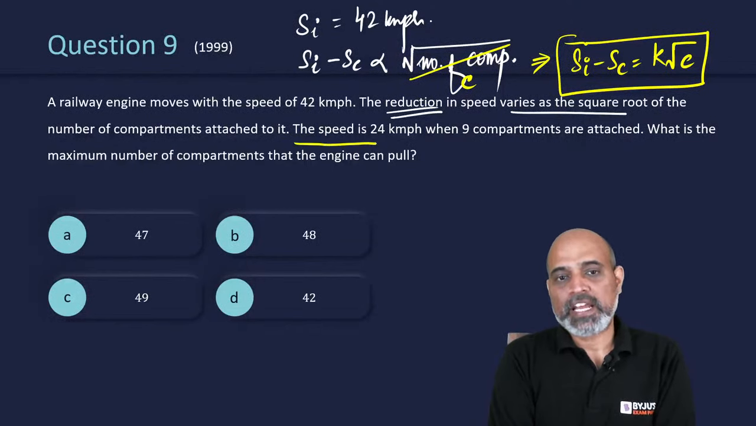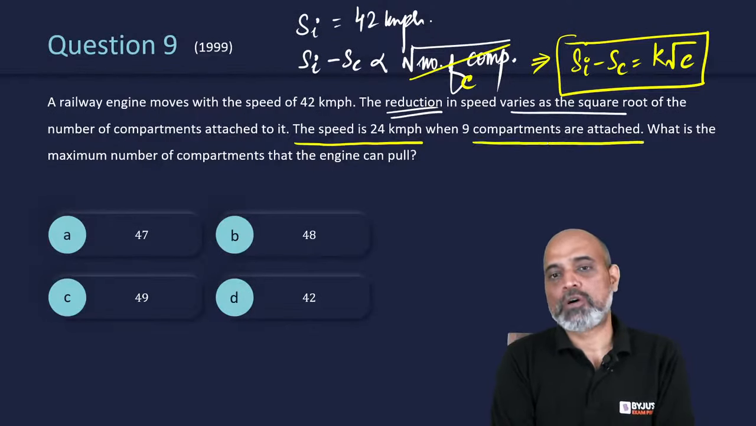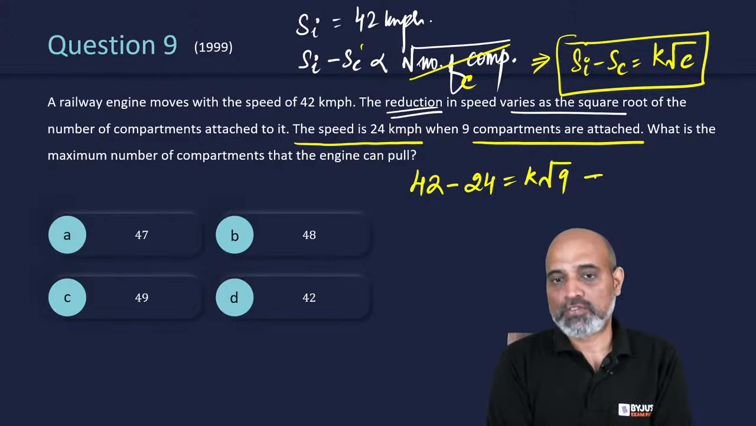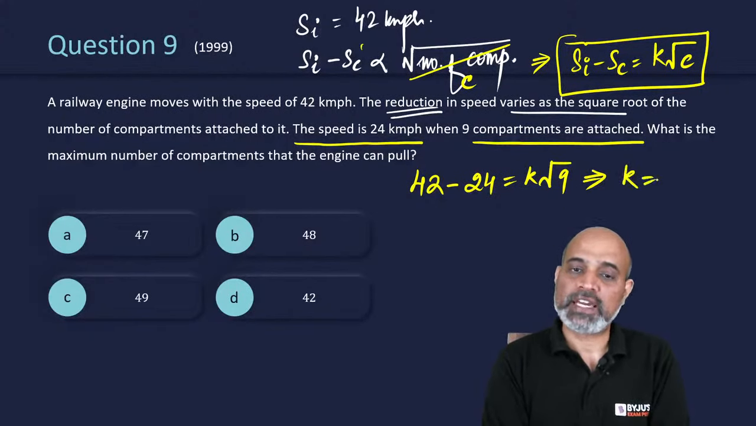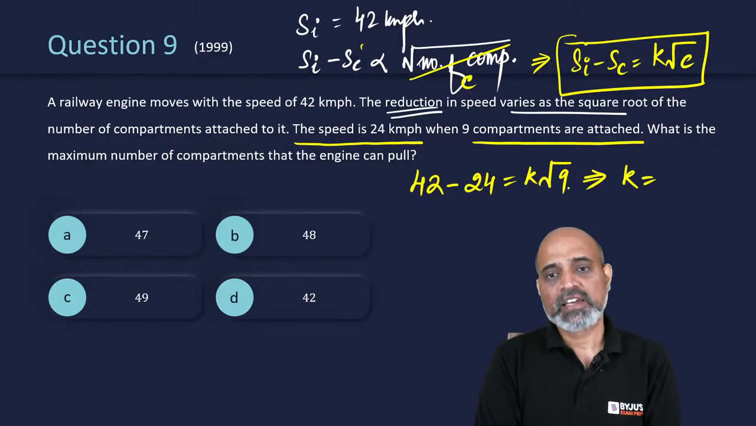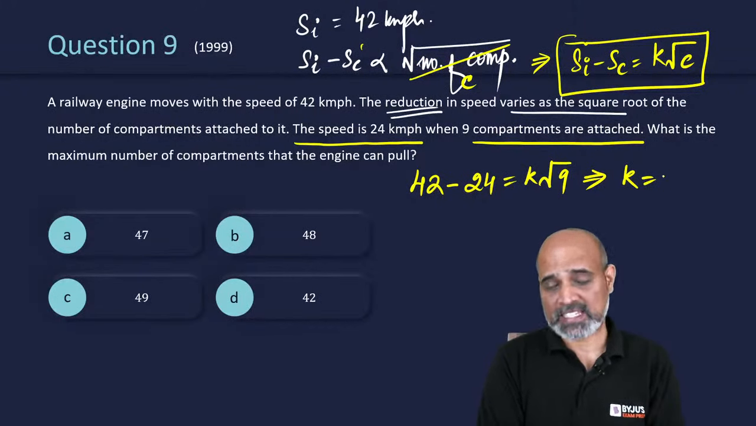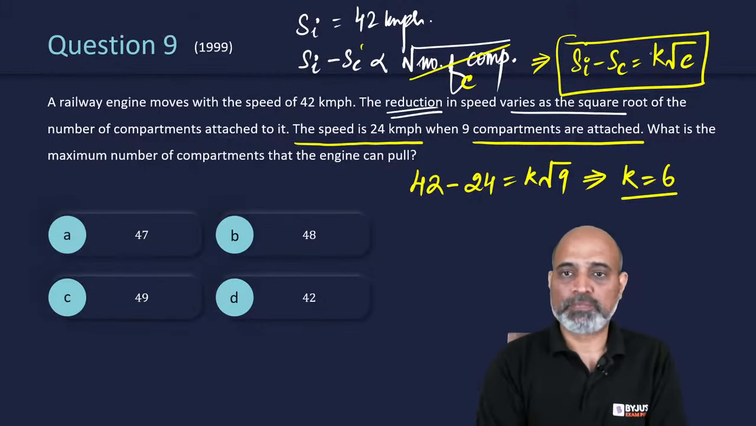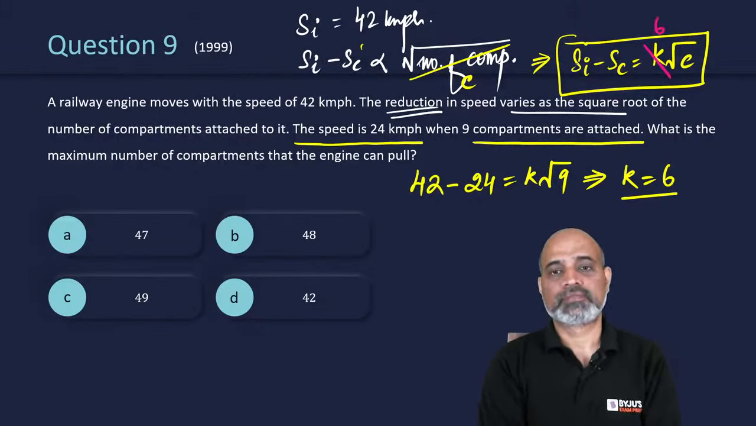Now it says the speed is 24 km per hour when 9 compartments were attached. So initial speed is 42, current speed is 24 when 9 compartments were attached. From here, you will get the value of K as 42 minus 24, I believe is 18. 18 and under root 9 is 3. So 18 by 3 is 6. So K is going to be 6. That means now we have the proper formula and SI is 42.